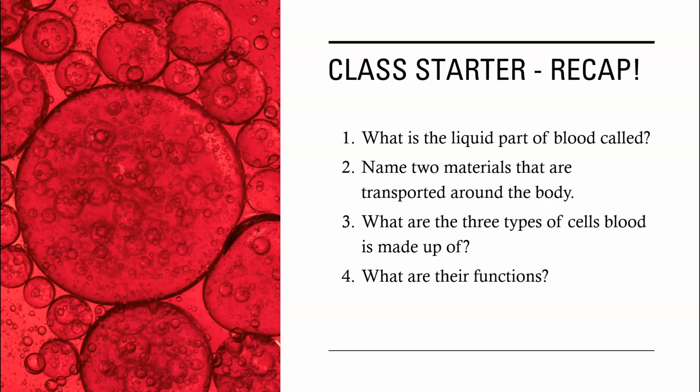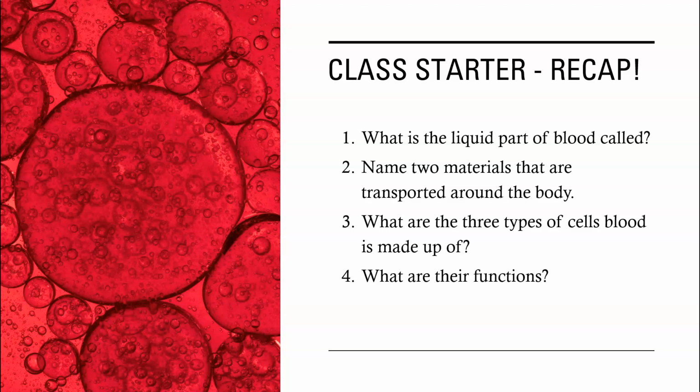So the liquid part of blood is called plasma. Name two materials that are transported around our body through our blood. We have nutrients, medicines, gas, and water. Okay, so gas, water, nutrients, and medicine.